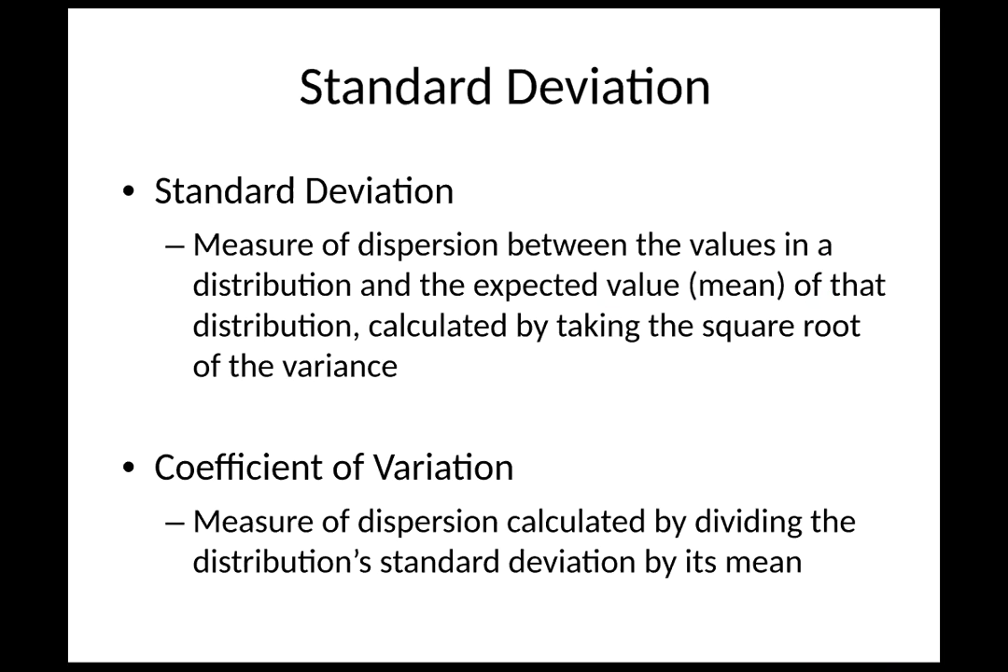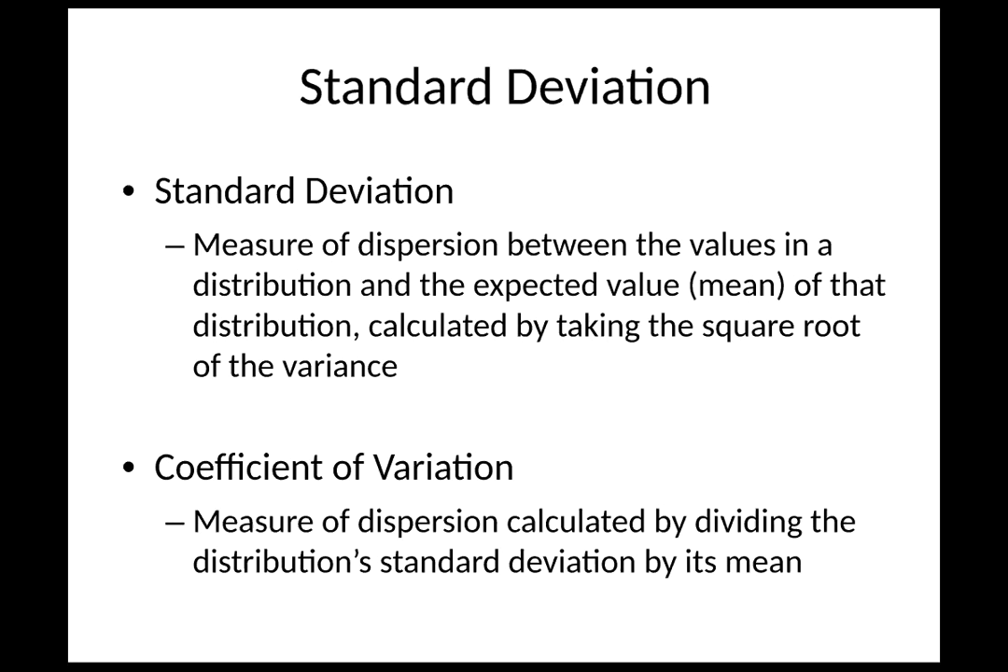So first, standard deviation: it's the measure of dispersion between the values in a distribution and the expected value, or the mean, of that distribution, calculated by taking the square root of the variance. Right, now, you used to have to do the calculations on this. You're not going to have to, but we'll show with the standard deviation what that means and why it's important.